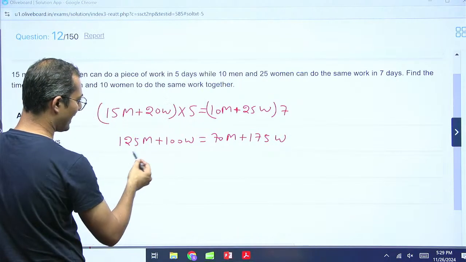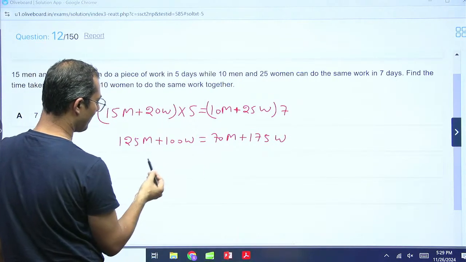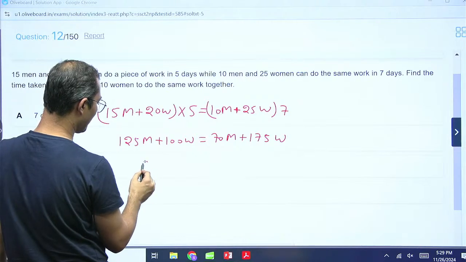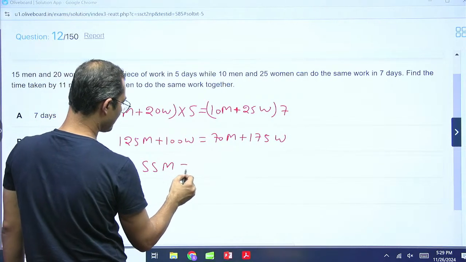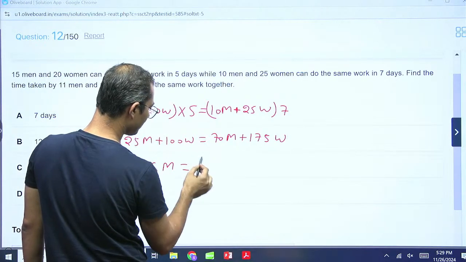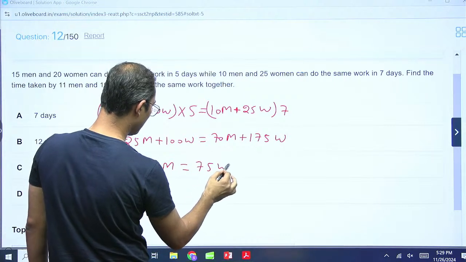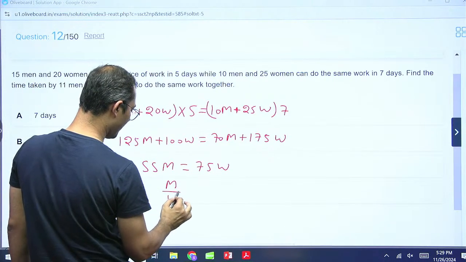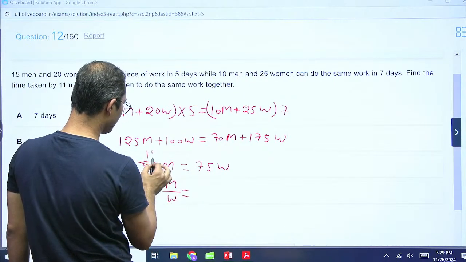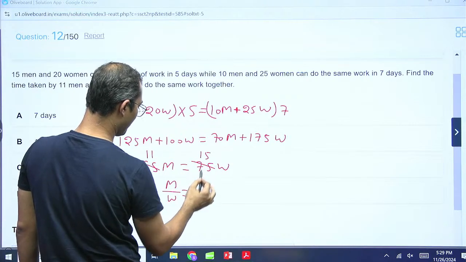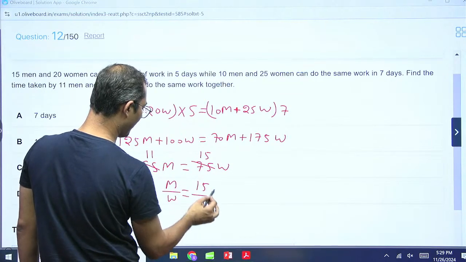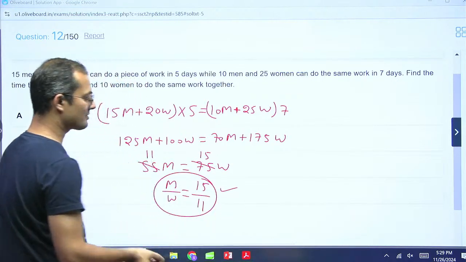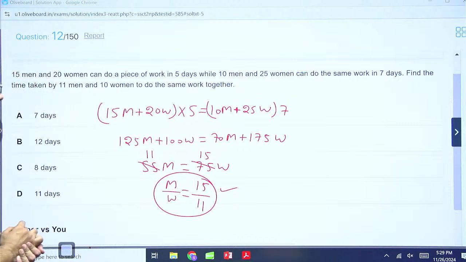So we can say that 75 minus 70, here we will get 5M is equal to 75W. So the ratio of man and woman is going to be by 5. This is 11 time by 5, this is 15 time. So 15 by 11, right? So the efficiency of man is 15 unit, and the efficiency of woman is 11 unit.